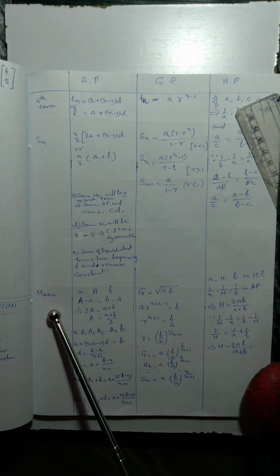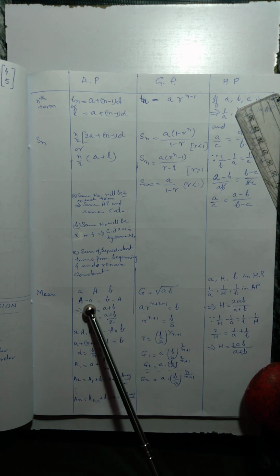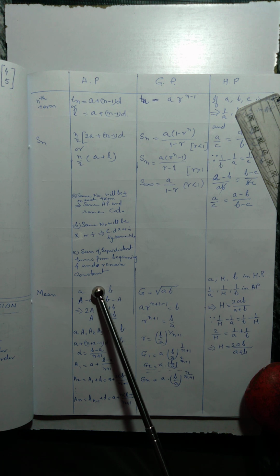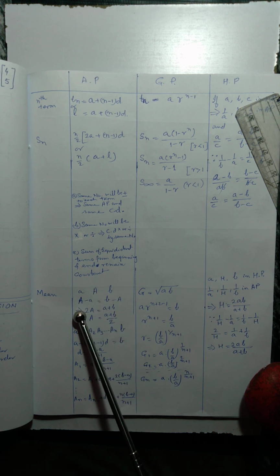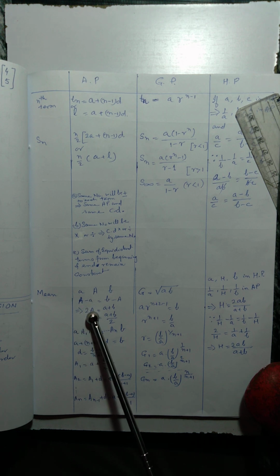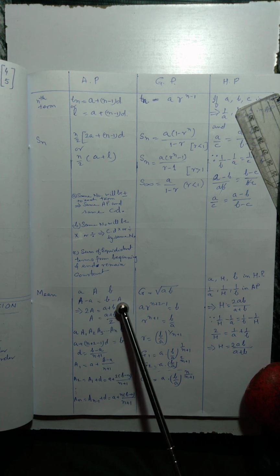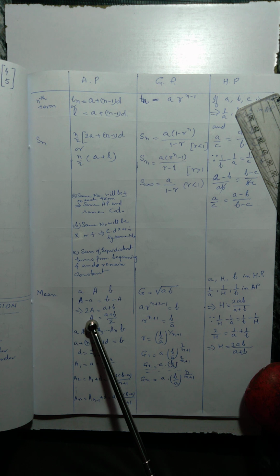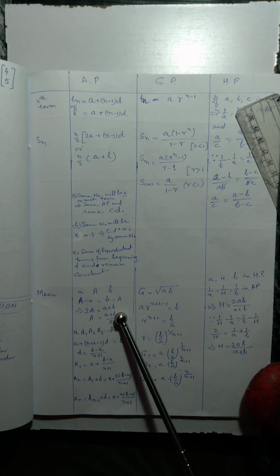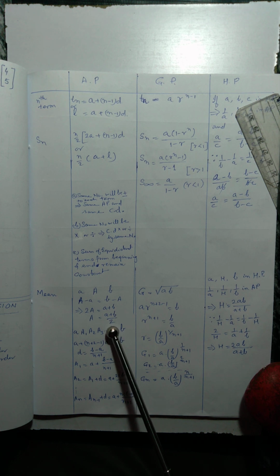Now the mean of two terms. Let the two terms be a and b. So there is A, which is known as the mean of a and b, and you can justify it like this: capital A minus small a is equal to small b minus capital A. Now transpose it, you will get 2A is equal to a plus b. So A will be equal to (a plus b) divided by 2.